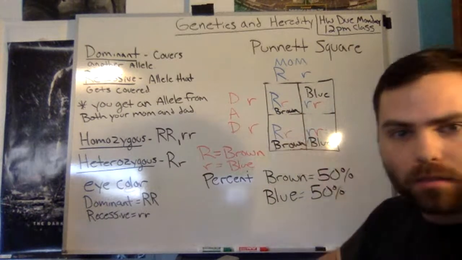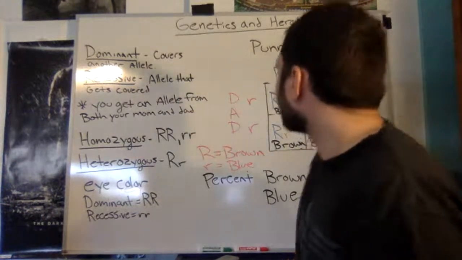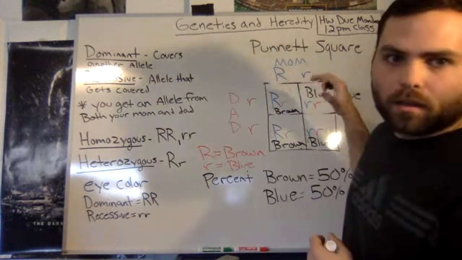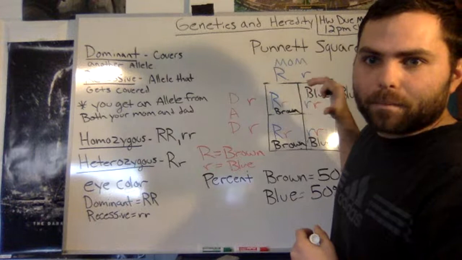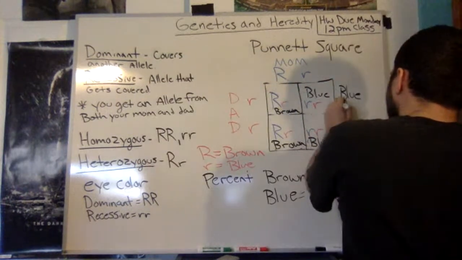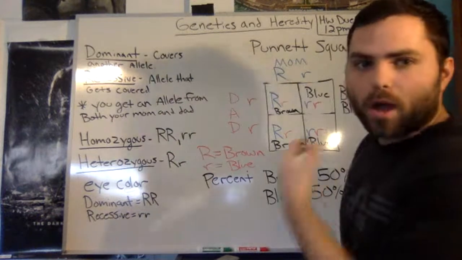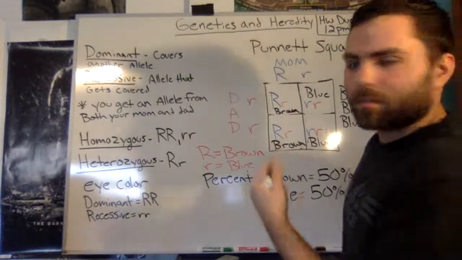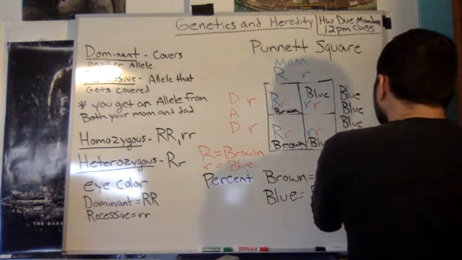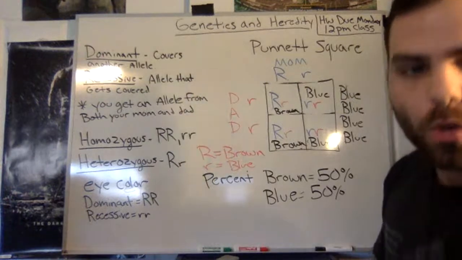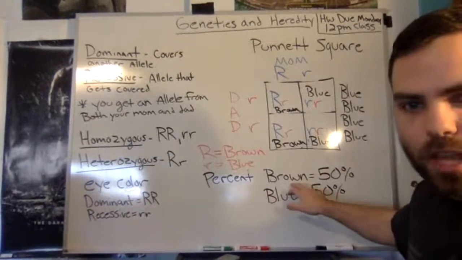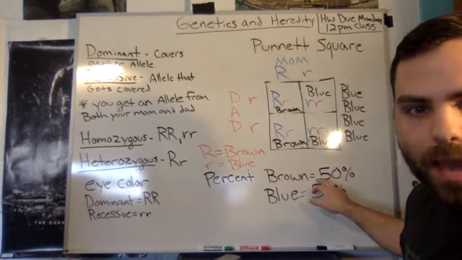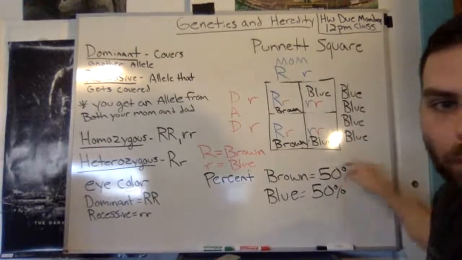So I got blue eyes, right? So we're gonna write this down. So me, I got blue eyes. Then my brother also got blue eyes. My other brother got blue eyes. And then my sister also got blue eyes. So even though there was a 50% chance that we were going to get brown eyes every time, we all got blue eyes.